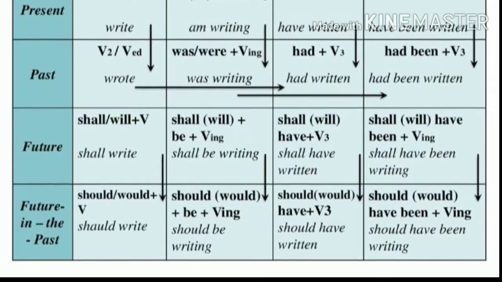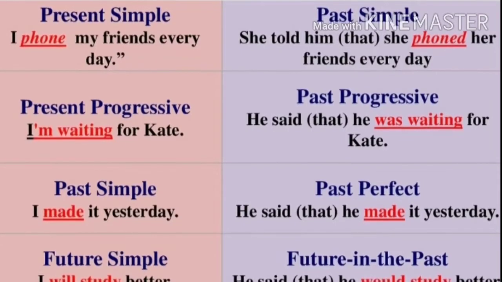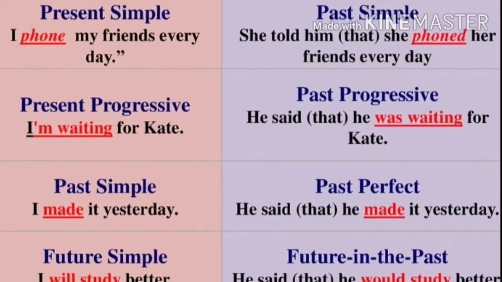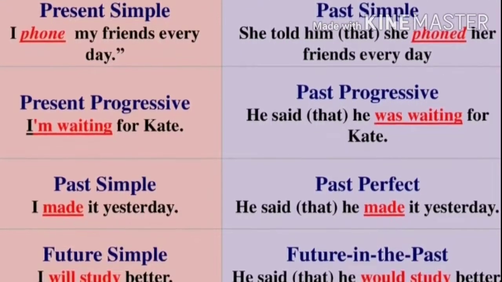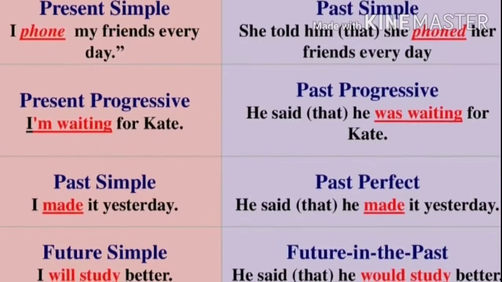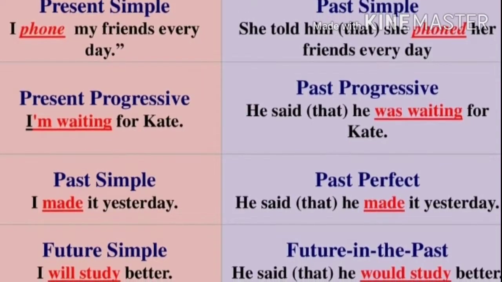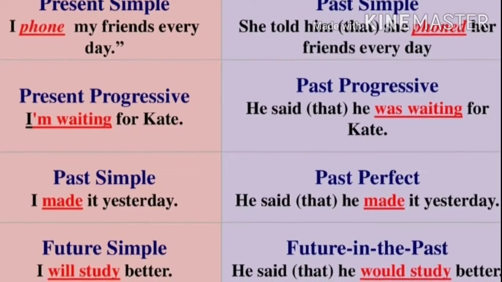Students, for your better understanding, I'm going to tell you the examples also. See the very first one, your present simple is changing into past simple. See, I phone my friends every day. So indirect will be, she told him that she phoned her friends every day.